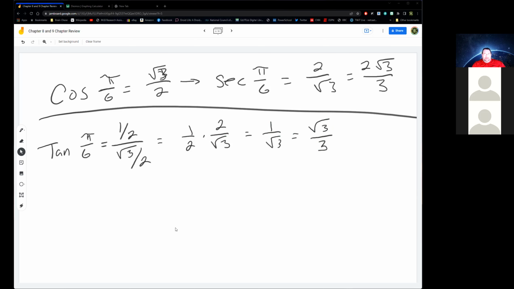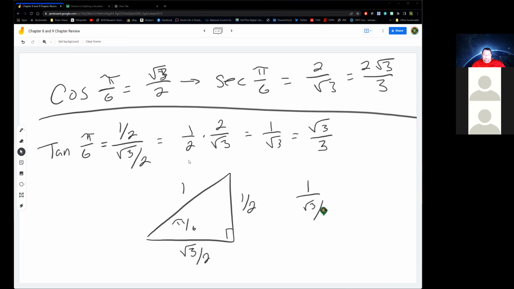Yeah, so if you were to draw out the triangle, just for the sake of clarity there, pi over 6, right? It's 1/2, right? The cosine is typically adjacent over hypotenuse, right? So it would be hypotenuse over adjacent. Right. So it's 1 over the square root of 3 over 2. Got it. Okay.